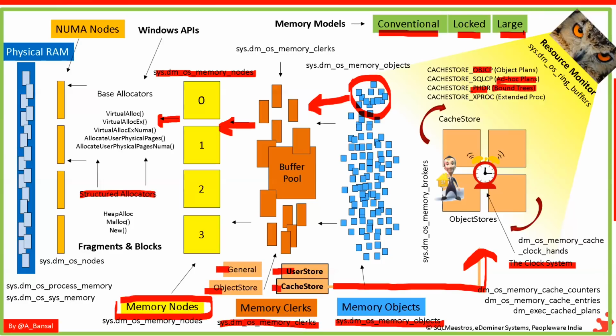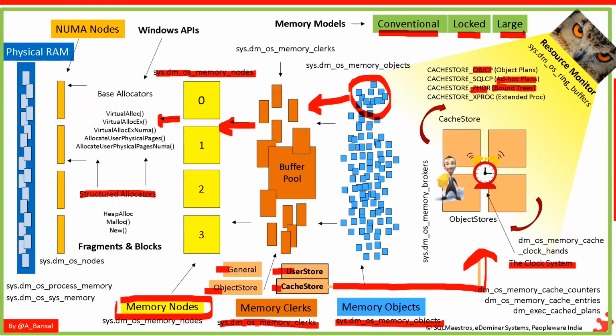There is an uncommon memory model also called large, not very commonly used. The large memory model will turn on large pages. So there are certain prerequisites: you need to be on Enterprise Edition, you need to have more than 8 GB of RAM, and lock pages should be turned on. If these three conditions are met, you're telling SQL Server to support the large memory model. And if you want to force the large memory model, you can turn on trace flag 834, and that will enable and force its use.